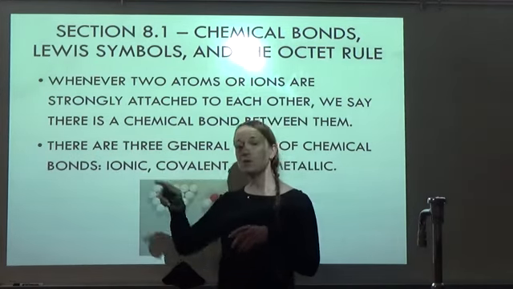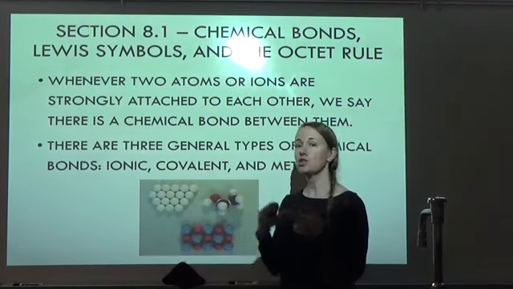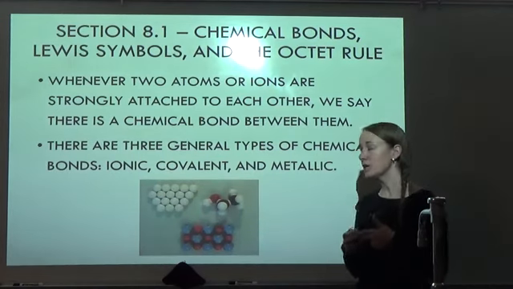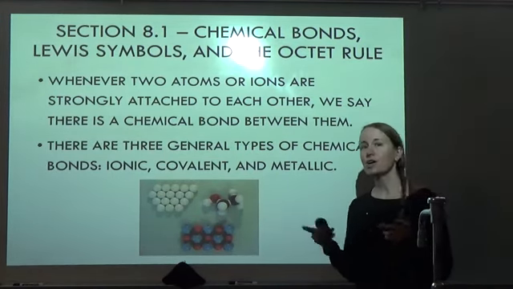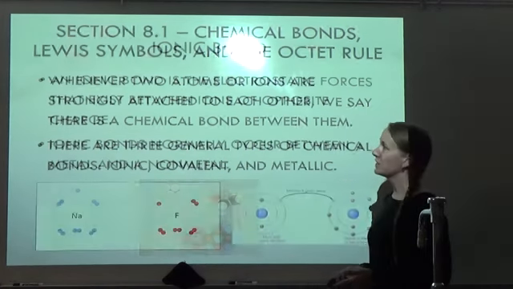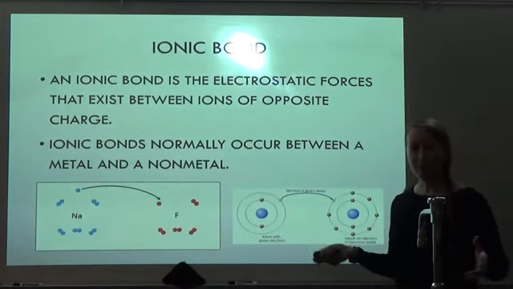Ionic tend to be between a metal and a nonmetal, and it's a transfer of electrons. Covalent tend to be between two nonmetals, and they share electrons. And metallic are between multiple metals, and they're attracted to each other through the sea of electrons. So let's go back over all of that.